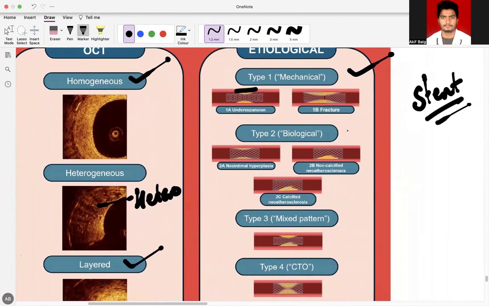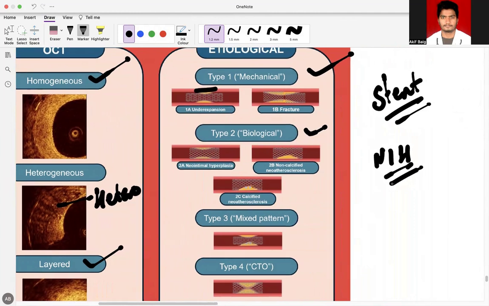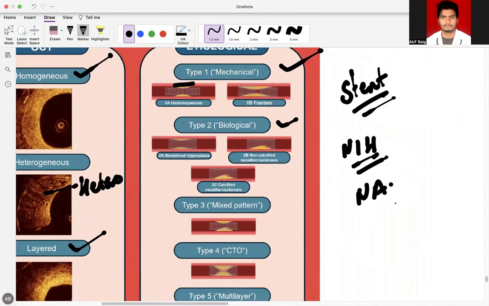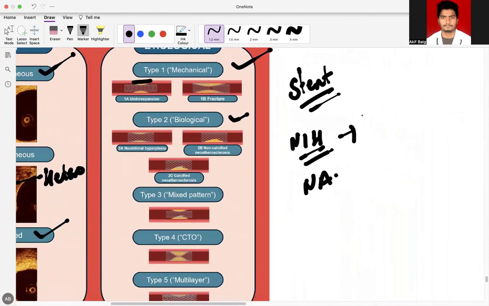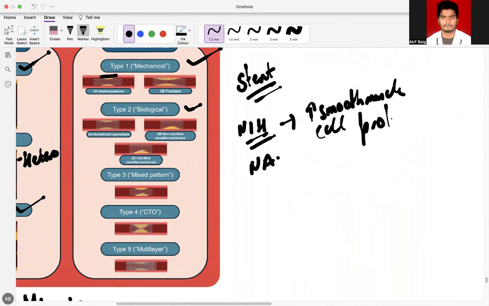Second is the biological causes, which means there could be either neointimal hyperplasia or neoatherosclerosis. Neointimal hyperplasia means there is an increase in smooth muscle cell proliferation. If you see that, then it is called neointimal hyperplasia. It is usually seen a little early, usually said to be within 6 to 12 months of period.